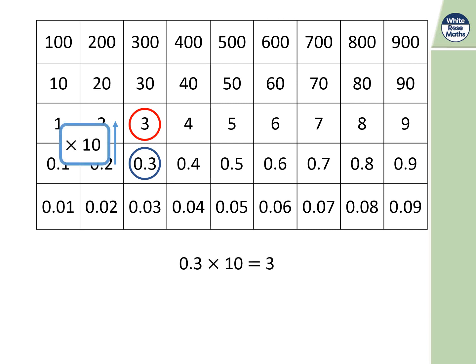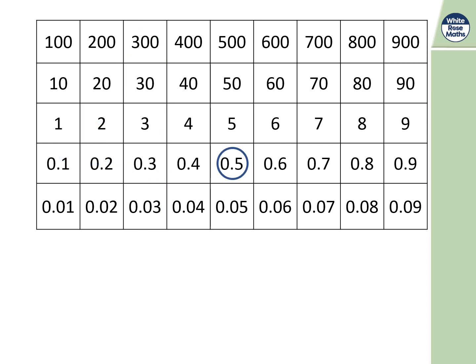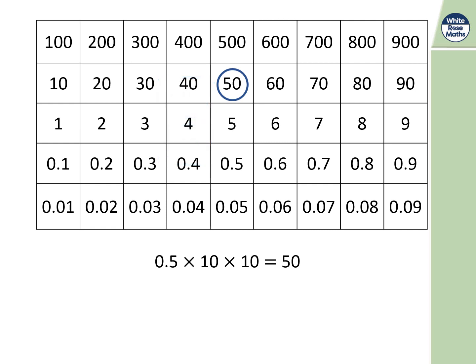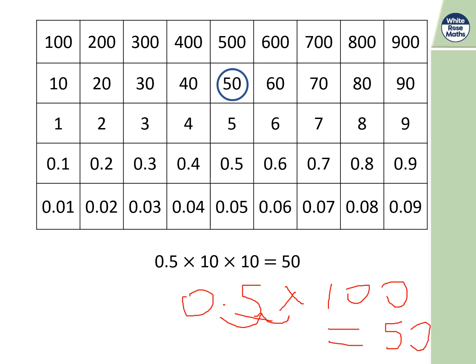So 0.3 times 10. Now I've got 0.5 to 50. Well, I've timesed it by 10 and then by 10 again. So 0.5 times 100 is equal to 50. The decimal point moves 2 places to the right. So just to be very clear on that, if you watch this carefully, if you times by 100, the decimal point moves 2 places to the right. So the answer goes to 50, or 50.0, which is the same as saying 50.